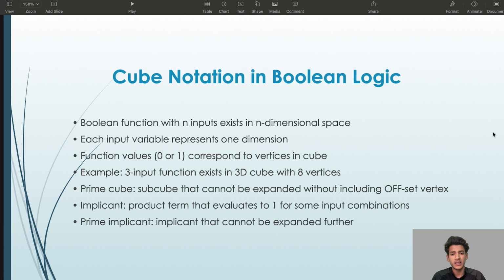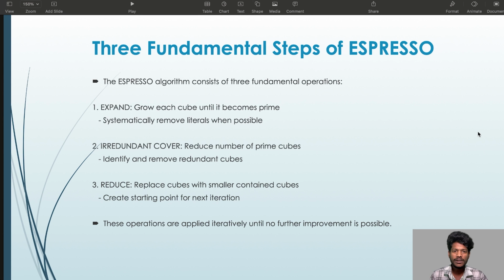Each cube is an n-dimensional space representing a group of input conditions where the function behaves similarly. This visualization not only simplifies understanding but also aids in the minimization process itself. Now I am going to explain the algorithm of ESPRESSO.